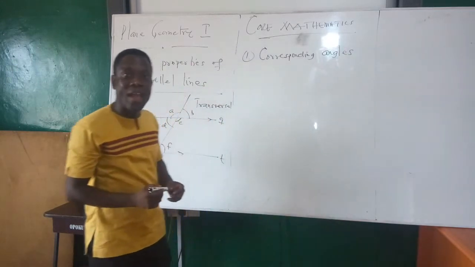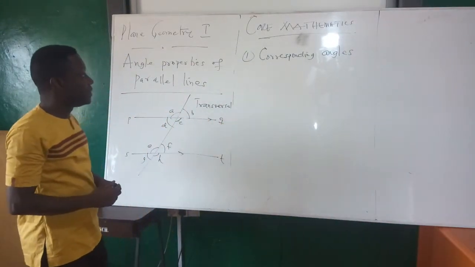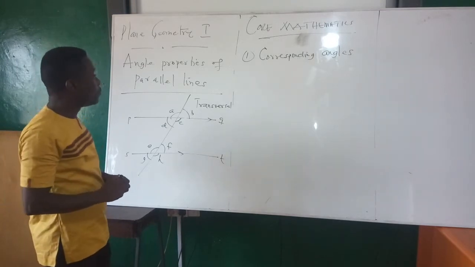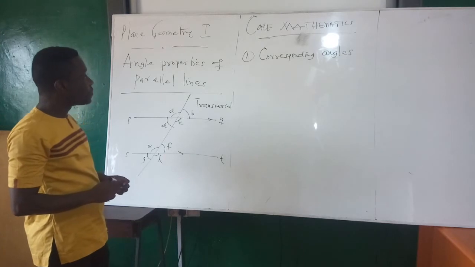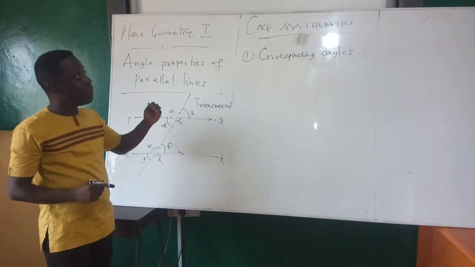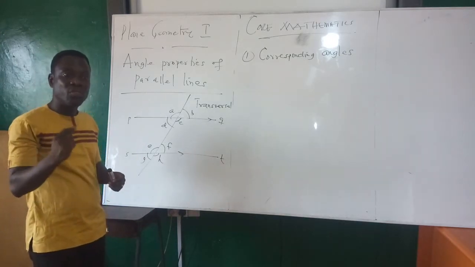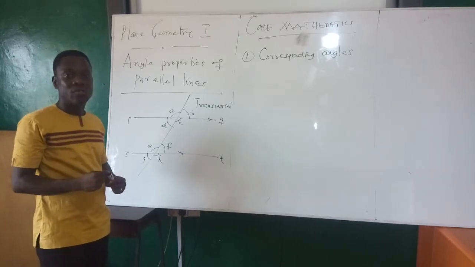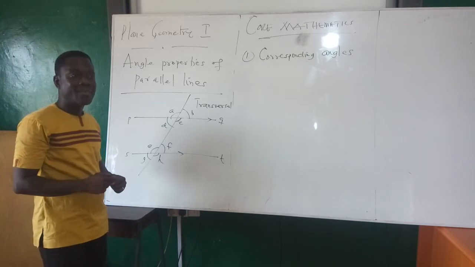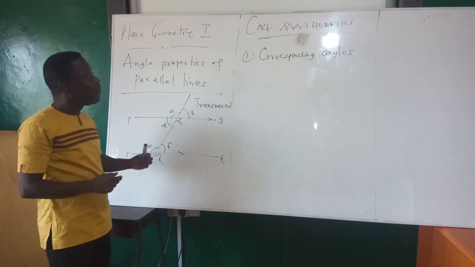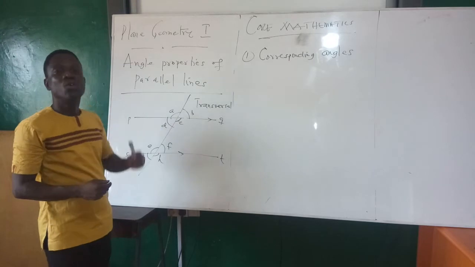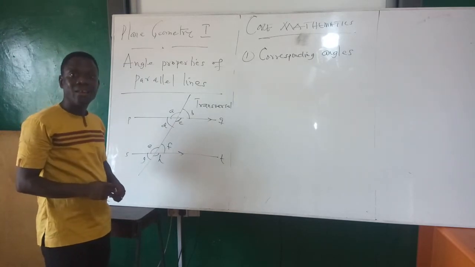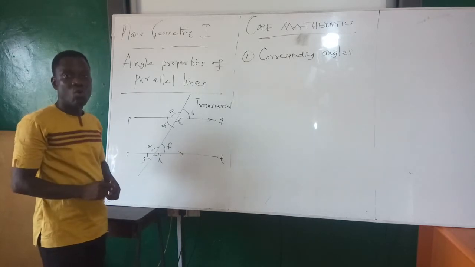So that is the first property that I'm going to discuss. One of the properties you are supposed to know. Now, I'm going to give you three indicators. If you can get any two angles that follow all those three indicators, then those two angles will correspond.